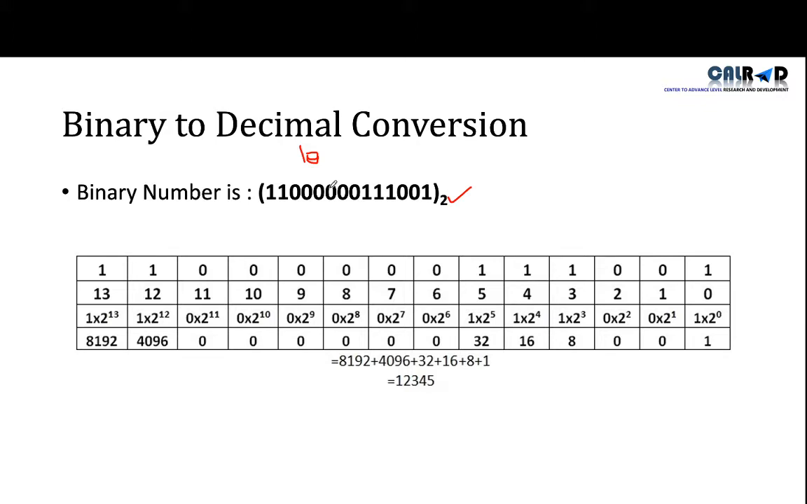First of all, you have to make a table. You can do it without a table, but if you make a table it will be easier for you. In the table you write the given binary number in sequence, like 1 1 0 0 0 0 1 1 0 0 1. So we write this number, and the first step is complete.